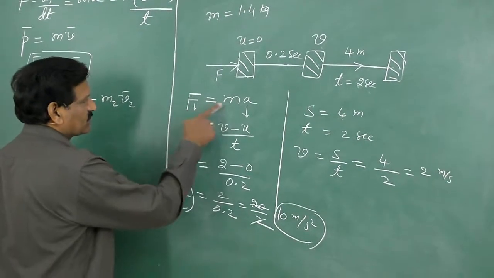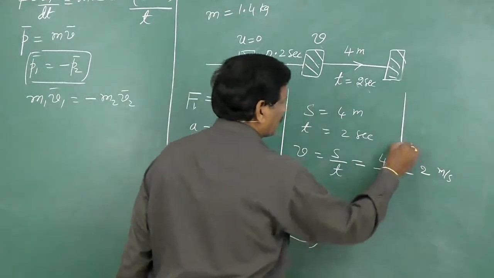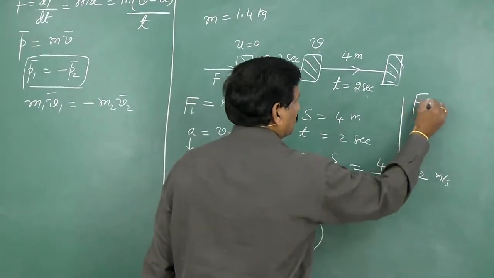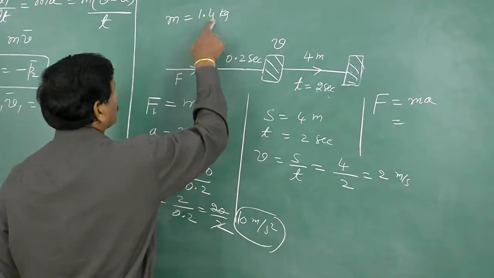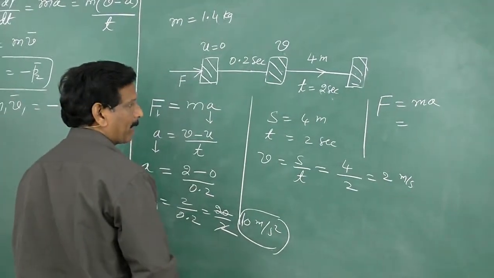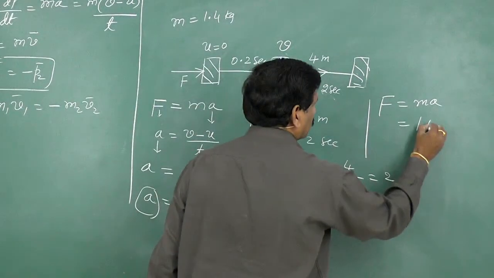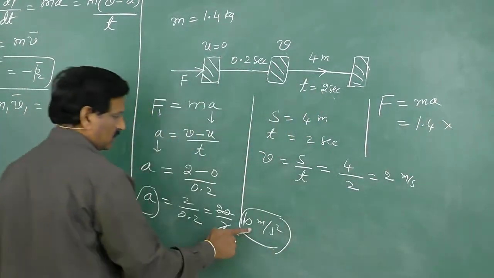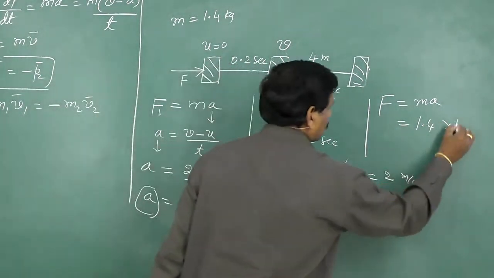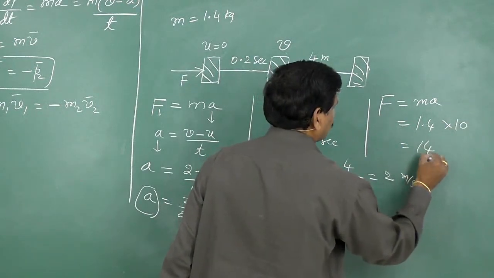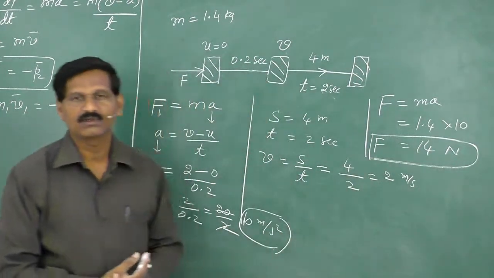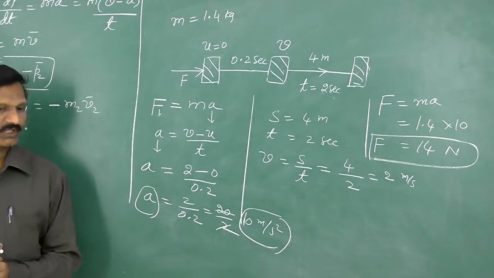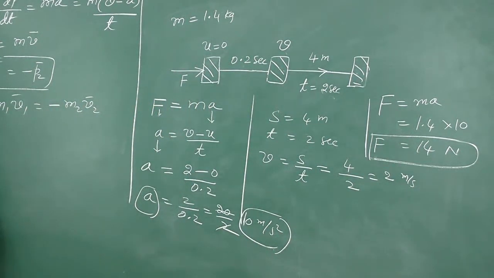Then force F is equal to ma. So, you can write F is equal to ma. Here the mass of the body is given as 1.4 kg. So, 1.4 into the acceleration, which we got as 10. So, this is 14 Newton. This is the force acting on the body which is initially at rest, 14 Newton.